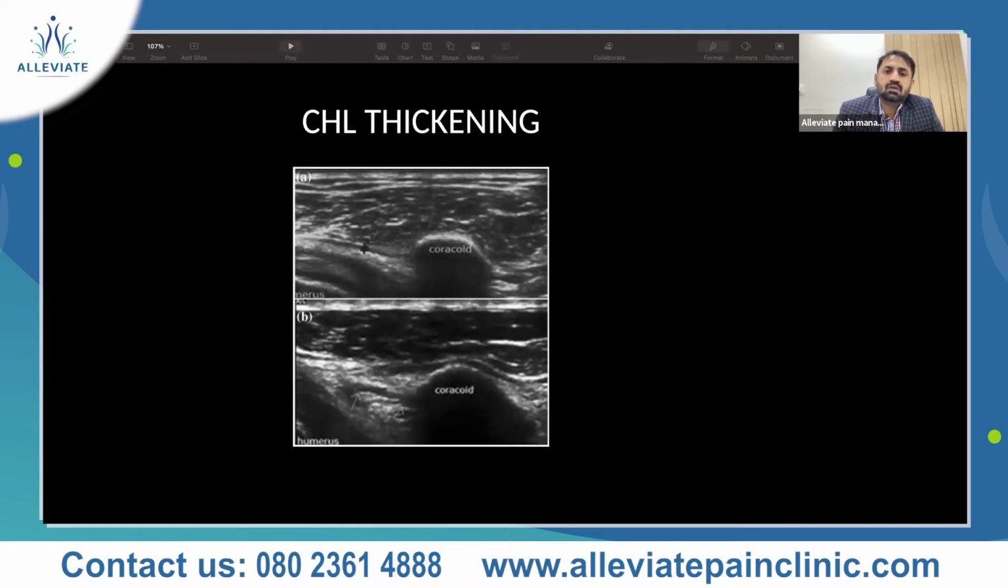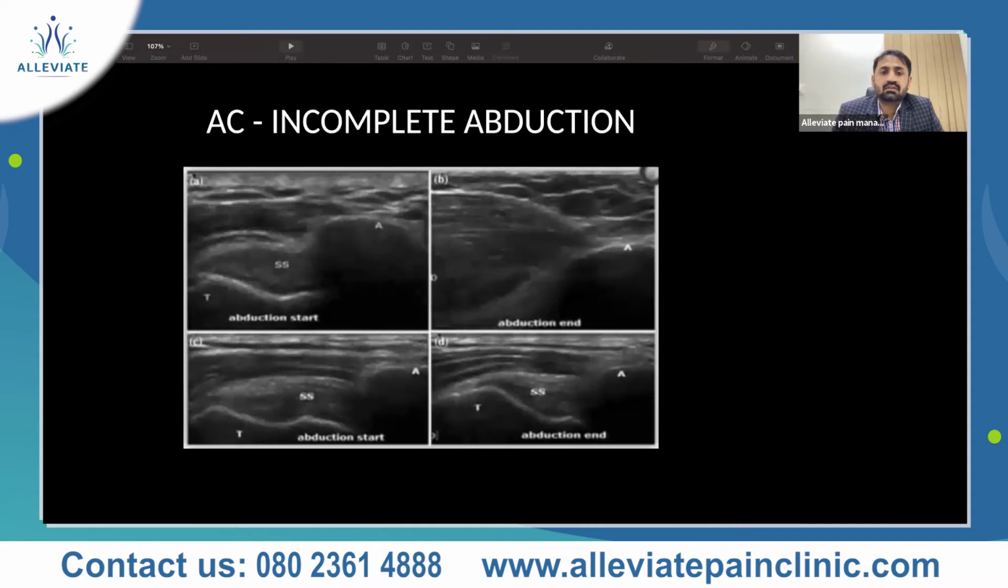Again, this is the coracoid, and this is your normal coracohumeral ligament, whereas it is irregular and thickened in cases of adhesive capsulitis. A very important aspect of ultrasound is that we can use a dynamic examination, and that is what is helpful in this case as well. So there is incomplete abduction and external rotation also, which we'll be discussing after this slide.